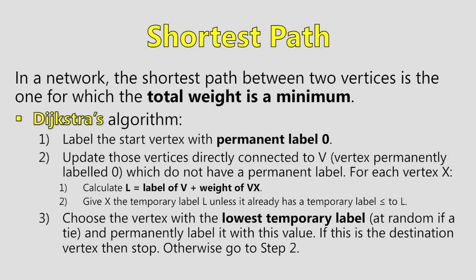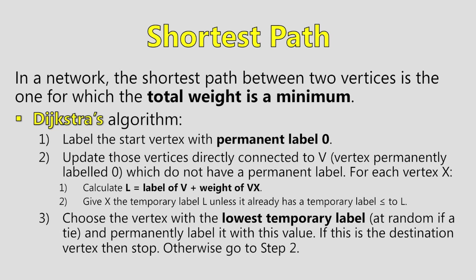You'll see how you should label it. It should give it to you, actually, if you've got it on a graph. Label the start vertex with a permanent label 0. Number 2, update all those vertices directly connected to V, the vertex permanently labeled 0, which do not have a permanent label. For each vertex, calculate L, the label of V, plus the weight of Vx. And then give X the temporary label L unless it already has a temporary label less than or equal to L.